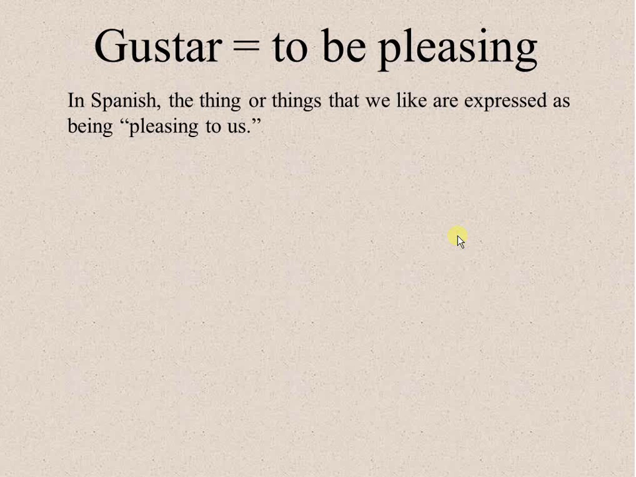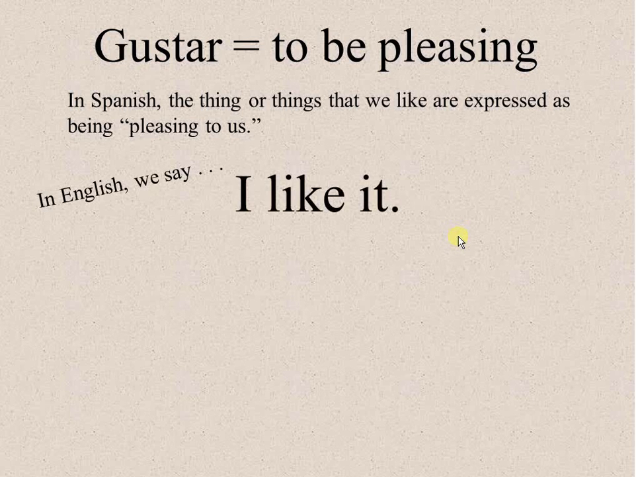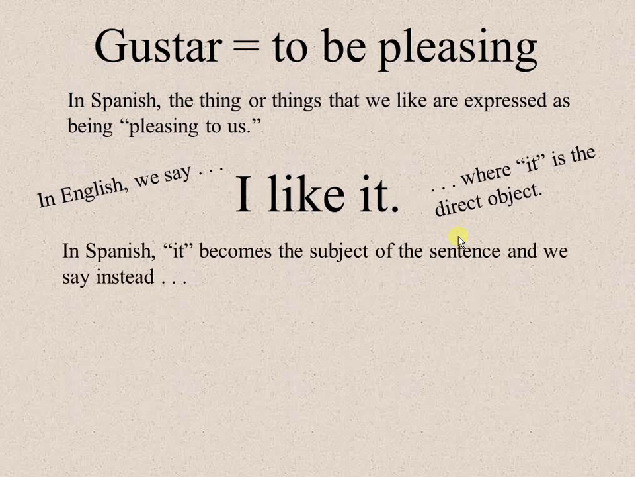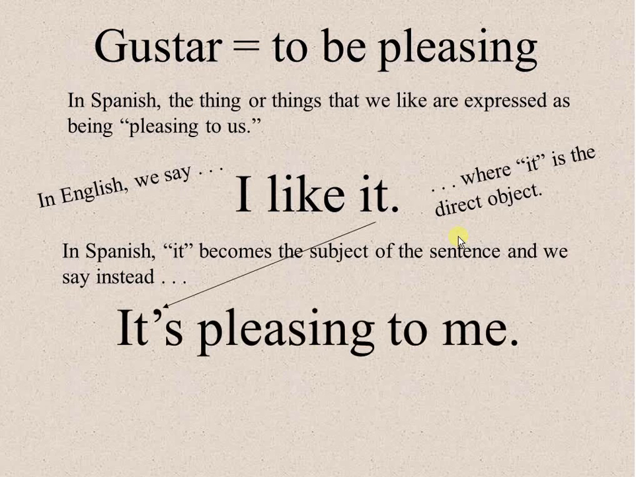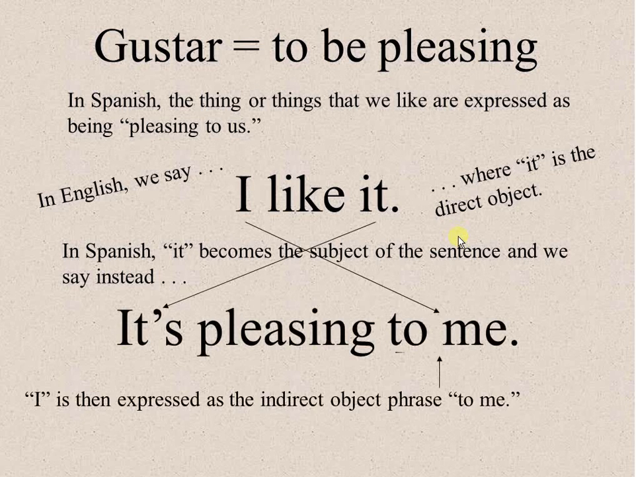In Spanish, the thing or things that we like are expressed as being pleasing to us. In English, we say, I like it, where it is the direct object. In Spanish, it becomes the subject of the sentence, and we say instead, it's pleasing to me. I is then expressed as the indirect object phrase to me.